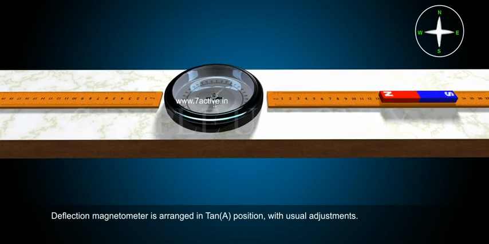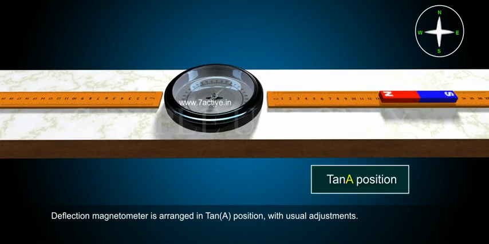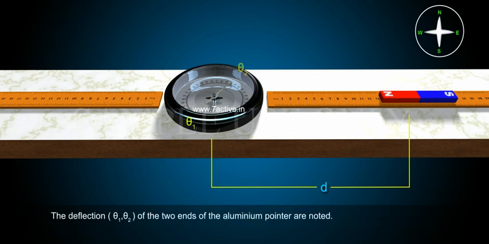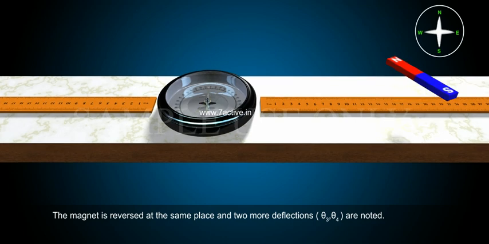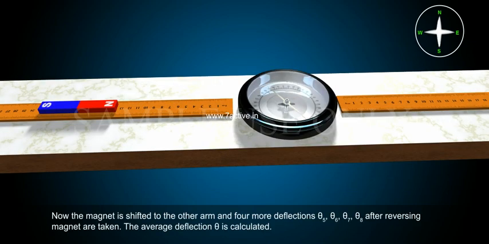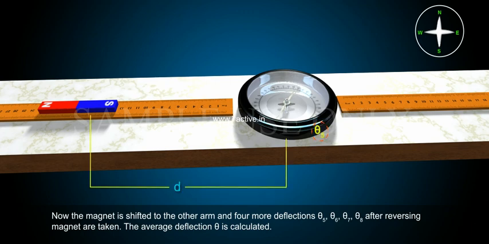The deflection magnetometer is arranged in tan A position with usual adjustments. The magnet which is used in vibration magnetometer is kept at a distance of D from the compass on one of the arms. The deflections theta 1, theta 2 of the two ends of the aluminium pointer are noted. The magnet is reversed at the same place and two more deflections, theta 3, theta 4, are noted. Now the magnet is shifted to the other arm and four more deflections, theta 5, theta 6, theta 7, theta 8, after reversing the magnet are taken. The average deflection theta is calculated.